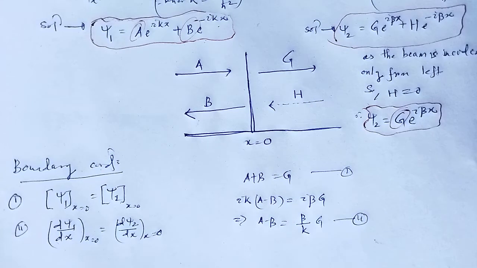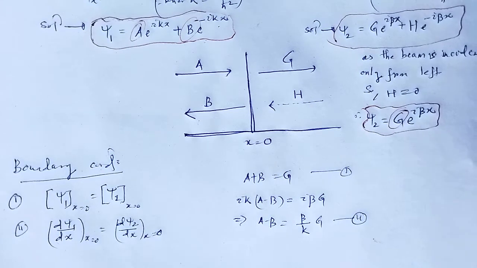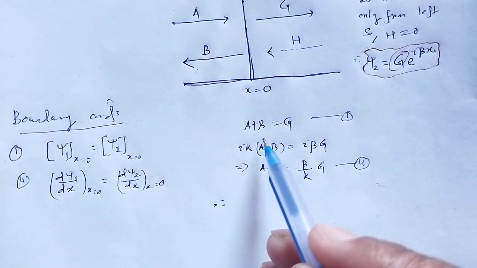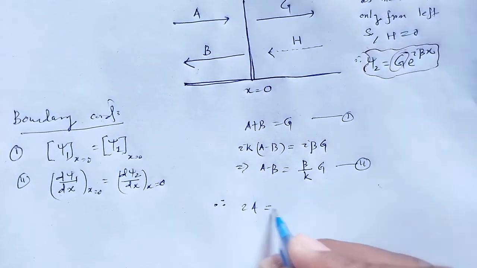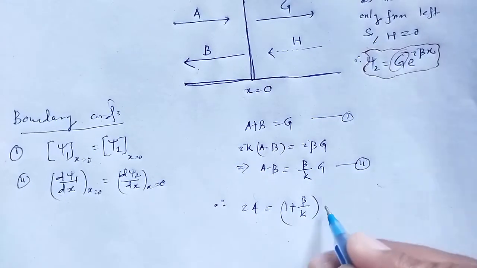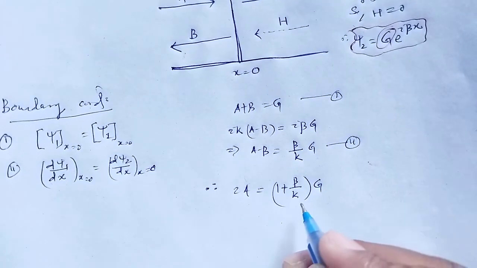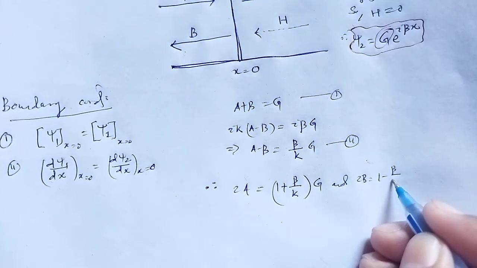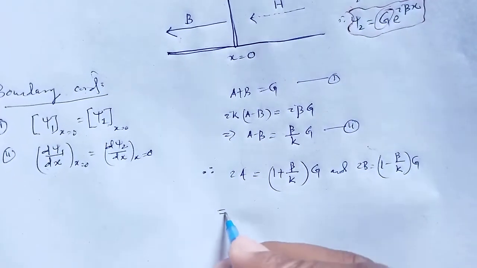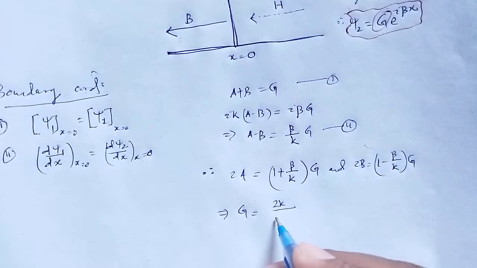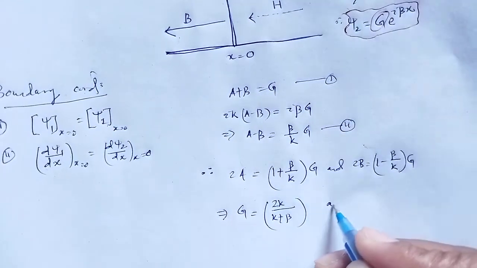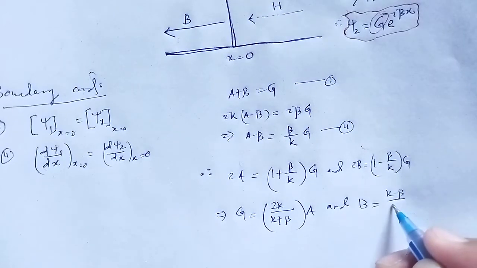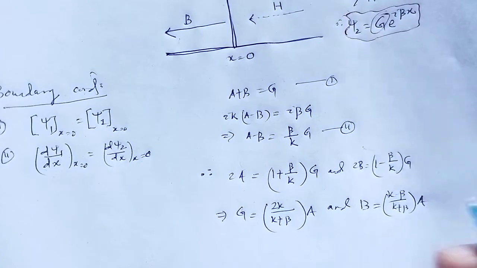Now, adding and subtracting these two, we can easily evaluate the values of A and B. Therefore, adding these two, 2A is equal to (1 plus beta by k) G, and subtracting these two, we get 2B is equal to (1 minus beta by k) into G. Which implies G is equal to 2k divided by (k plus beta) into A, and B is equal to (k minus beta) divided by (k plus beta) into A.